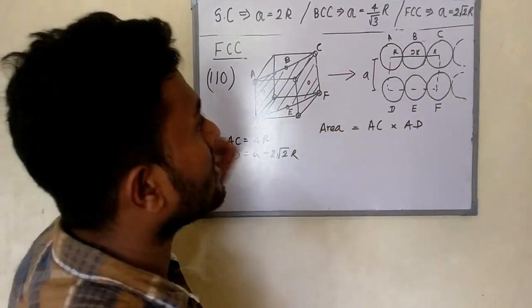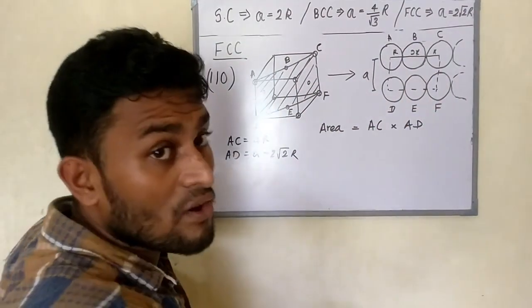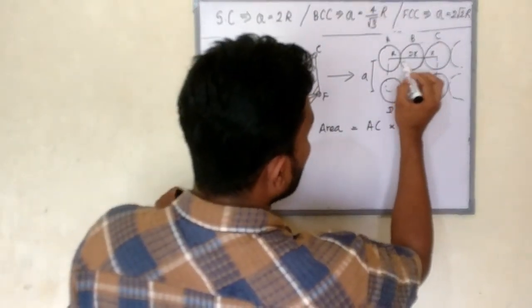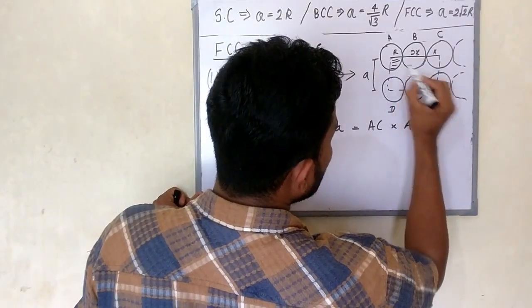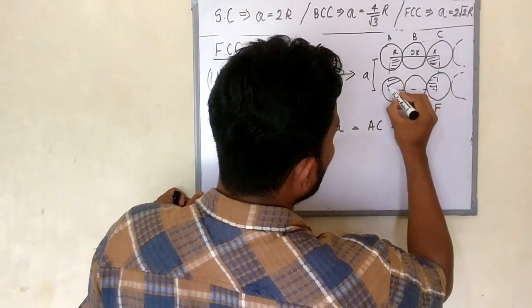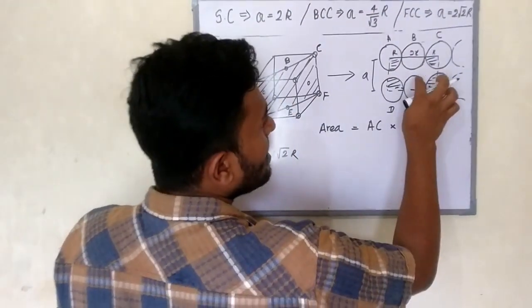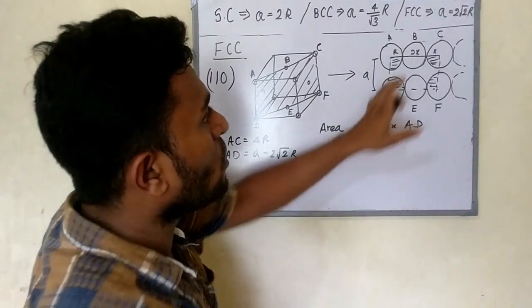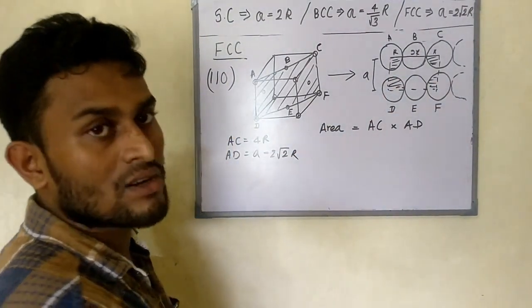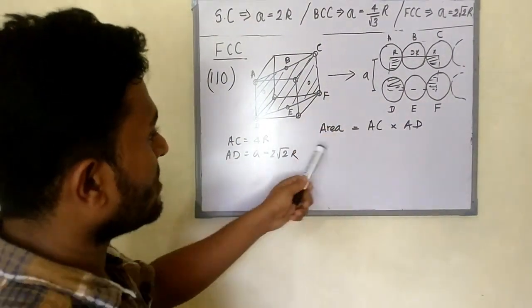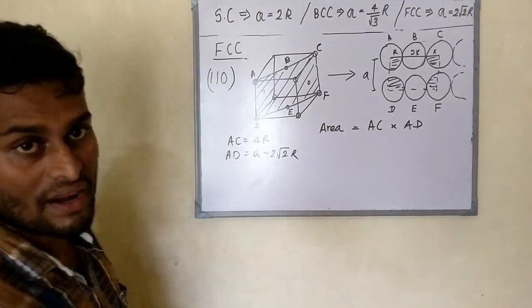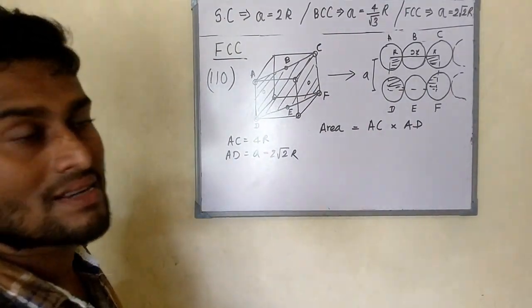If you think about the number of atoms going to be shared, here 1 over 4 is going to be shared. Here also 1 over 4. Here also 1 over 4. Here also 1 over 4. And here half, half. So altogether 2 atoms are going to be shared. So 2 over the area AC into AD. Directly you can find the planar density.